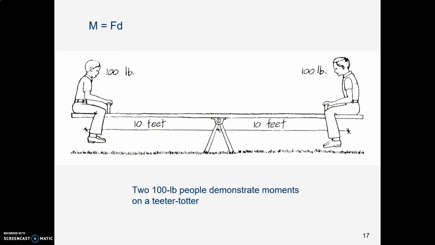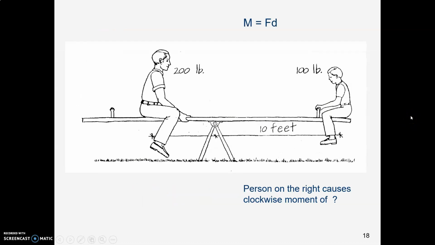So we can use moment in all kinds of ways to figure out how things are balancing and how much weight. So here's two people. Each one weighs 100 pounds and is 10 feet from the pivot point. So force times distance. This person has a positive 1,000 foot-pounds. This person has a negative 1,000 foot-pounds.